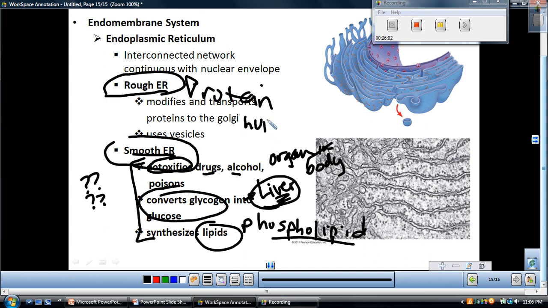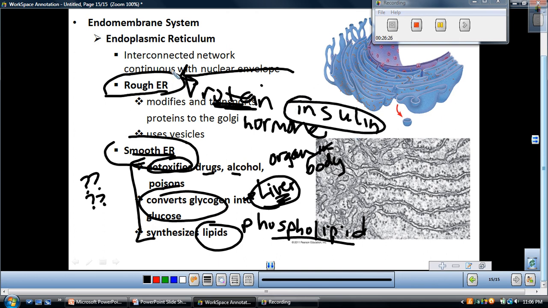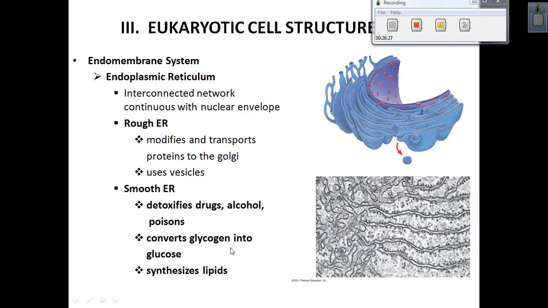Okay, one hormone that you know really well is insulin. Let me write it over here. One hormone is insulin, and insulin is made in the pancreas, and it's a protein hormone. So what we would say is pancreatic cells would have a high concentration of rough ER because they would need to make this protein hormone called insulin. So I just wanted to hit on that a little bit.